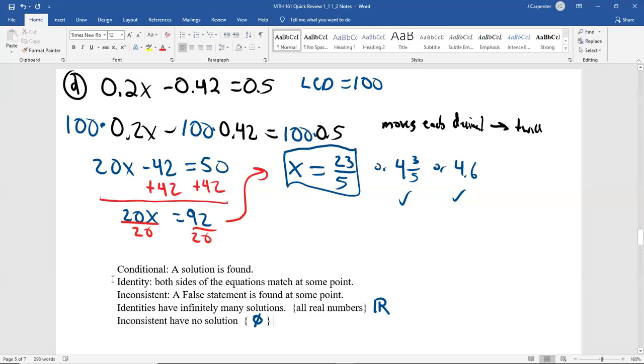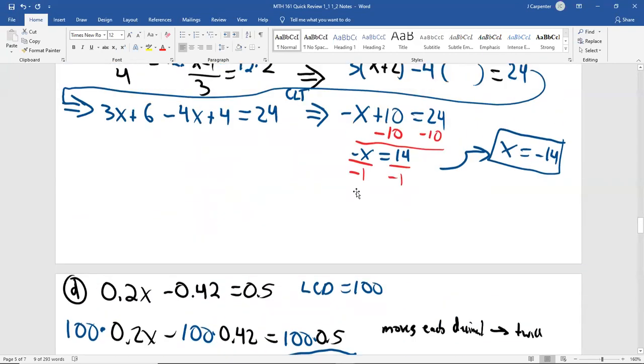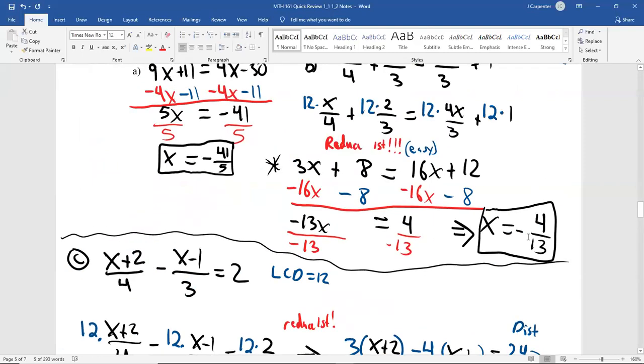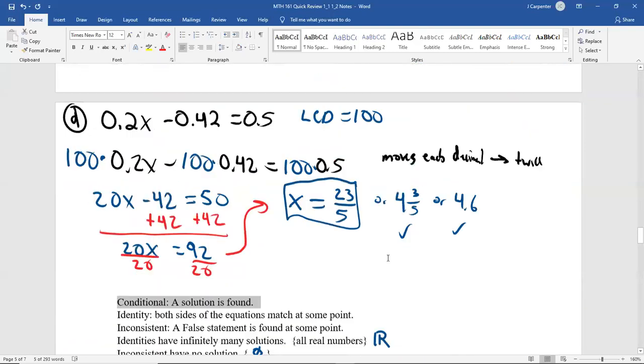So identities, these are the ones where they will match at some point. So you might have x plus 8 on the left and x plus 8 on the right. Inconsistent means a false statement is found. False means you have a lie. You have something like 3 equals 9. That's a lie. 3 is not 9. Conditional are everything that we've dealt with thus far, where you get down to x equals 23 over 5, or x equals negative 14, or x equals negative 4/13, et cetera.